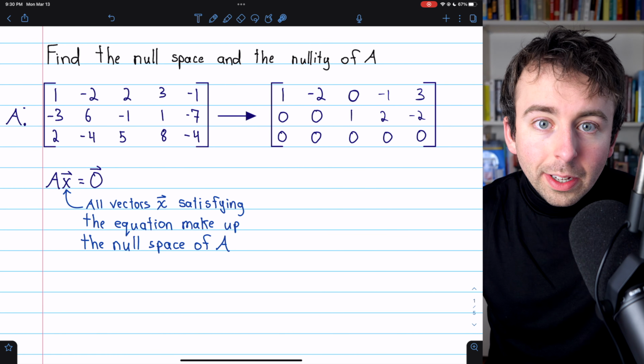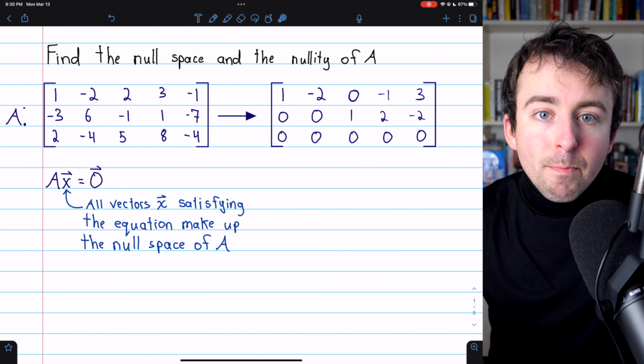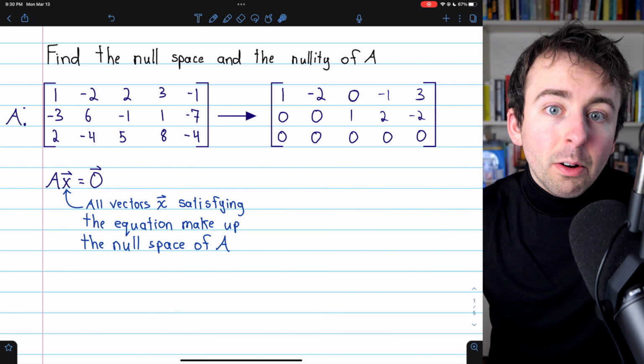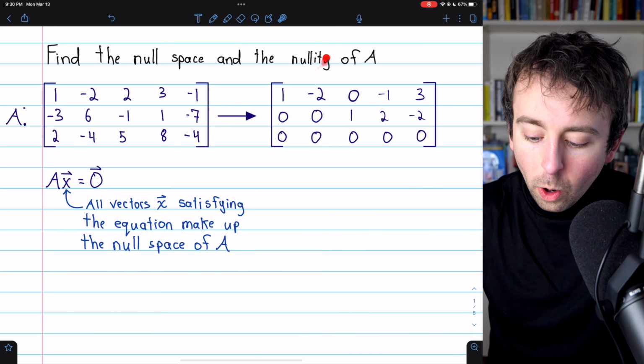So what we're going to do is find vectors that form a basis for the null space, and however many vectors it takes for that basis, that will be the dimension of the null space, or the nullity.